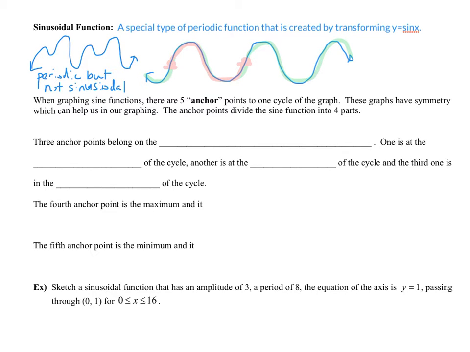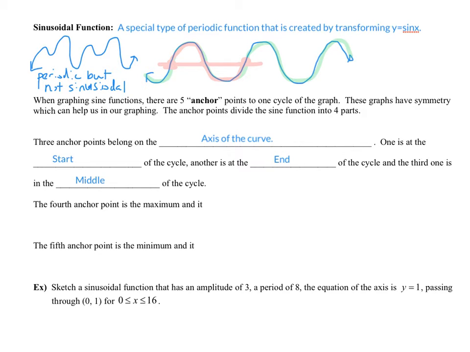The 3 anchor points that we look at to start graphing are the 3 that appear on the axis of the curve. So that's what we're going to type in here: 3 of the anchor points out of the 5 belong on the axis of the curve. One is at the start of the cycle, another is at the middle of the cycle, and the third one is at the end of the cycle. I think I'll put start, end, and then middle of the cycle.